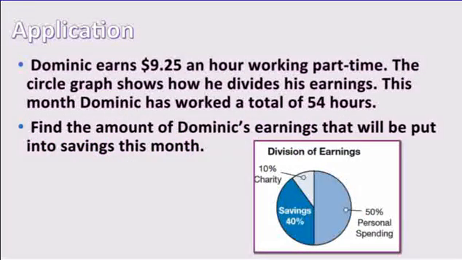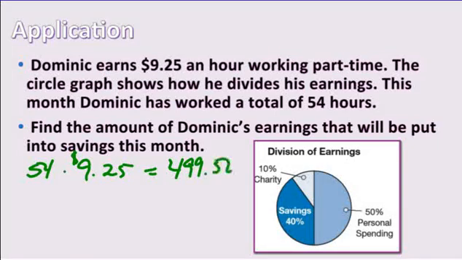And our last question here, Dominic earns $9.25 an hour working part-time. The circle graph shows how he divides his earnings. This month, Dominic has worked a total of 54 hours. Find the amount of Dominic's earnings that will be put into savings this month. So we need to find out what total amount he has. I take the 54 hours and I times it by 9.25. So he gets $9.25 per hour. So 54 times 9.25 gives us $499.50. And of that, he puts 40% in there.